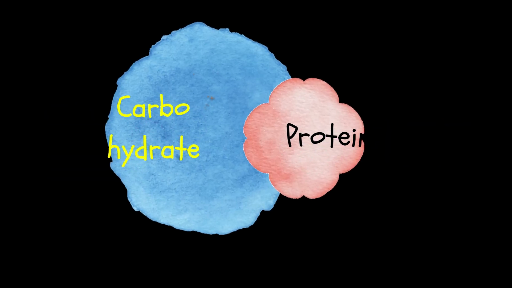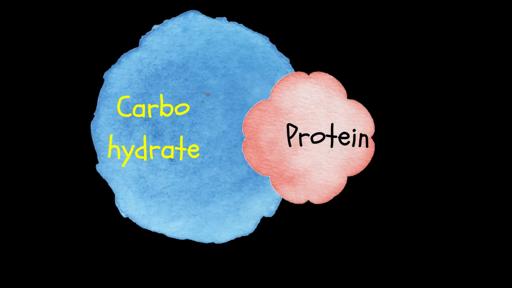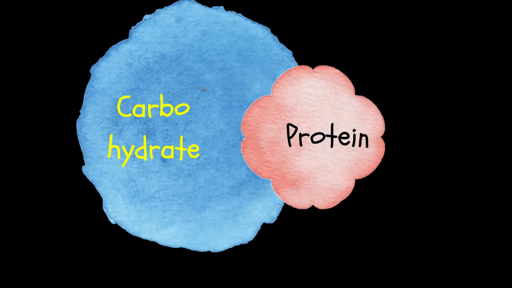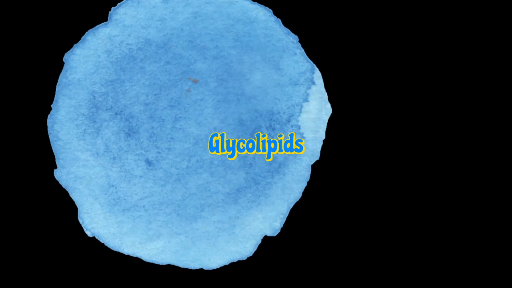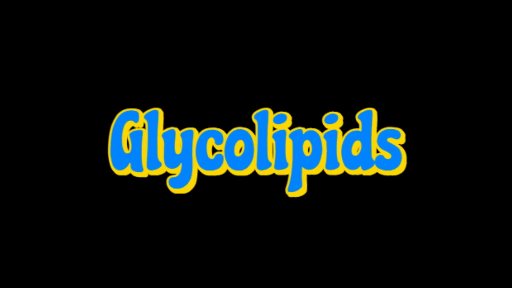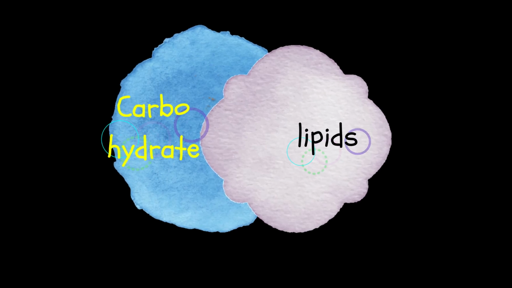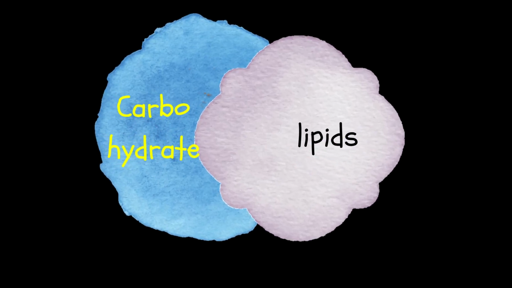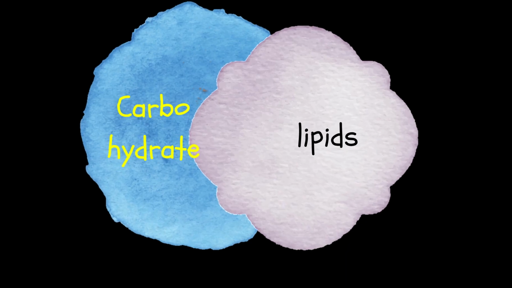Proteoglycans, if the carbohydrate part is much larger than the protein. These are key components of connective tissues, giving them structure and flexibility. Glycolipids, when carbohydrates link up with lipids. Also crucial for cell recognition, especially in the brain and nervous system.